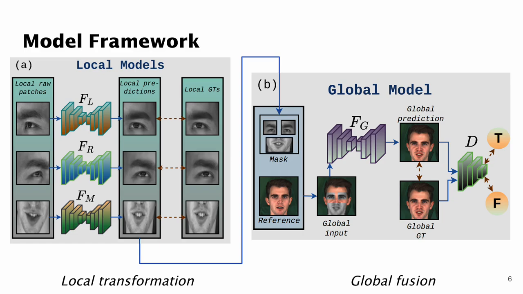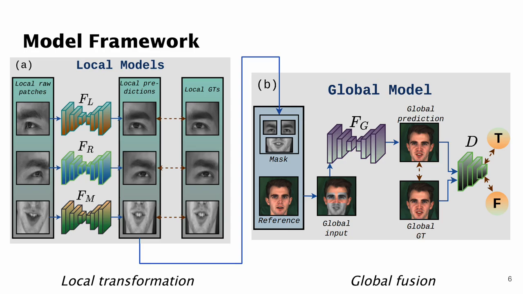For the global fusion module, we aggregate the local predictions together and form a new global input with the context provided by the reference image. The global model is responsible for color prediction and further structure refinement.